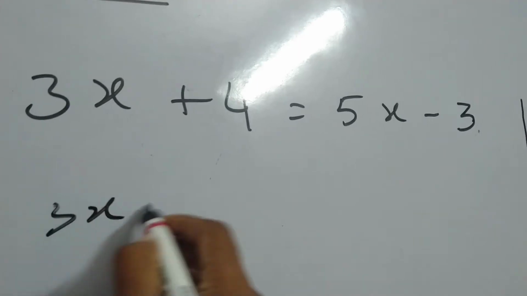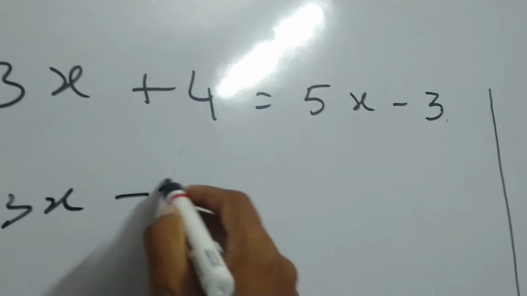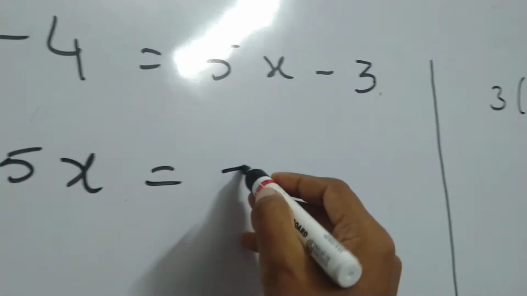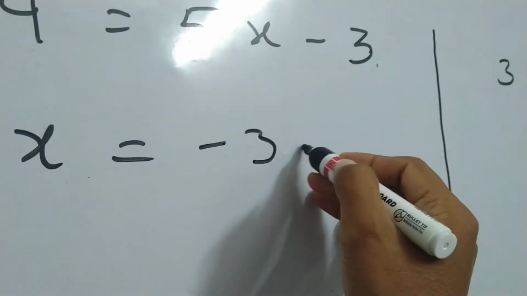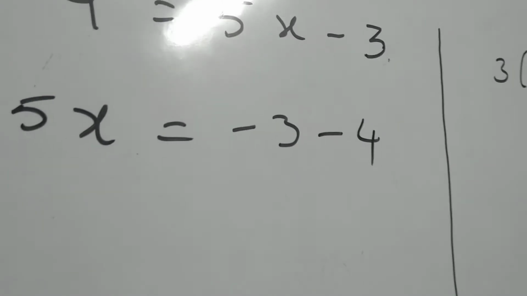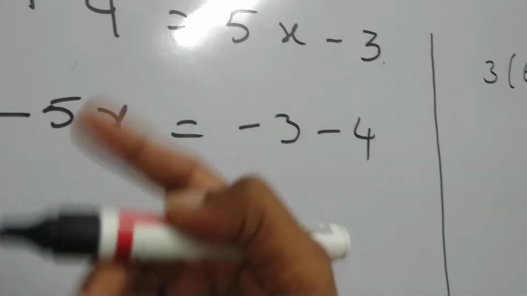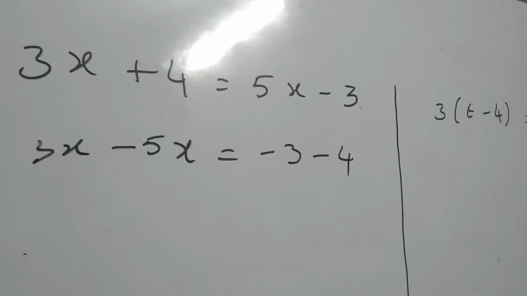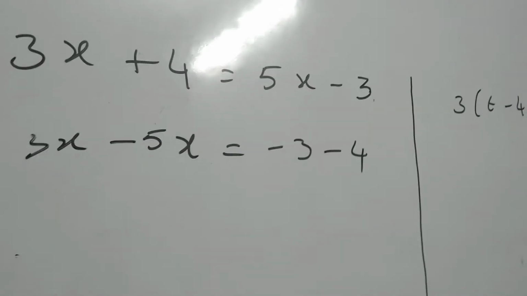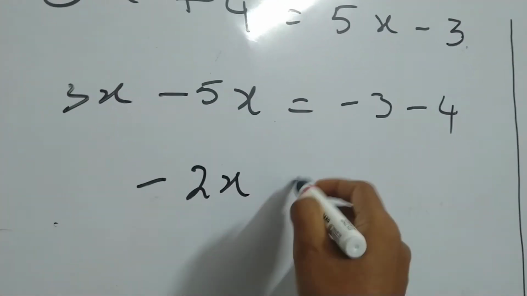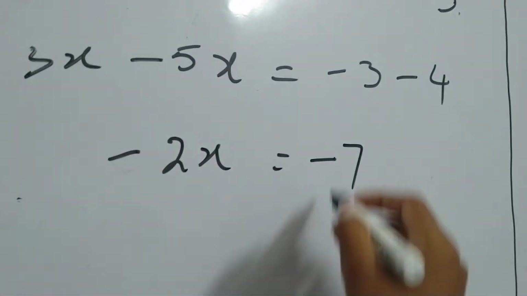Okay. So, 3x, transpose 5x here. It is minus 5x, which is equal to, we are left with minus 3 here, and then transpose 4. I am doing it directly because we are now familiar with transposing. You can write step by step. So, therefore, you have 3x minus 5x is equal to minus 3 minus 4. What is 3x minus 5x? It is minus 2x. Minus 3 minus 4 is minus 7.